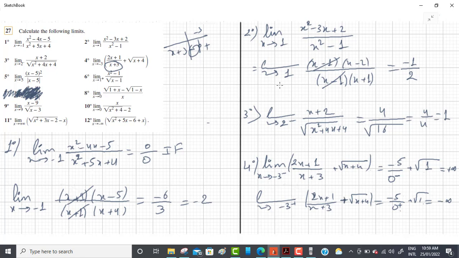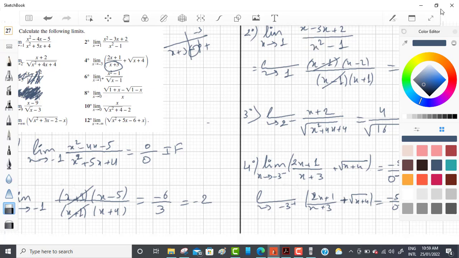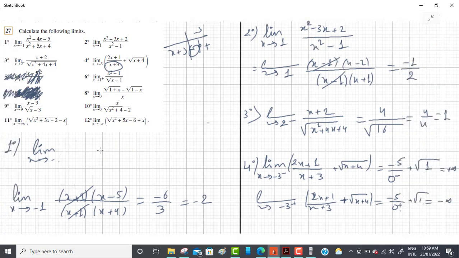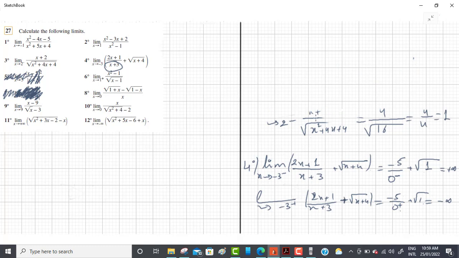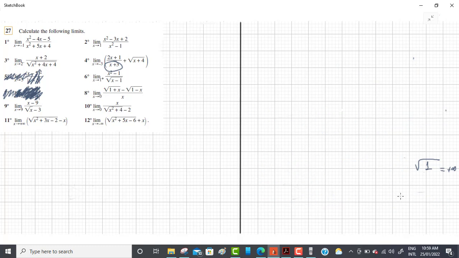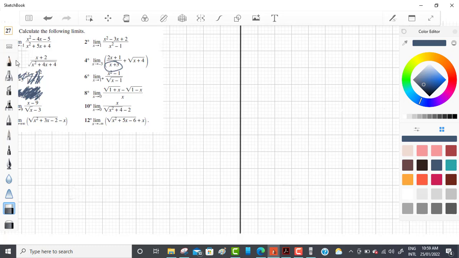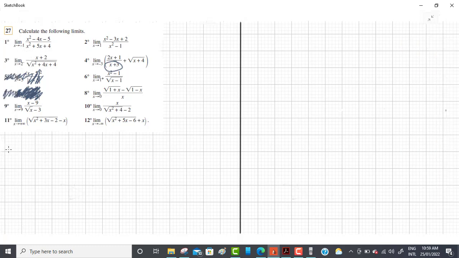Now I'm not going to solve part 5. Now part 6. Limit as x tends to 1 plus of (x squared minus 1) over radical of (x minus 1).